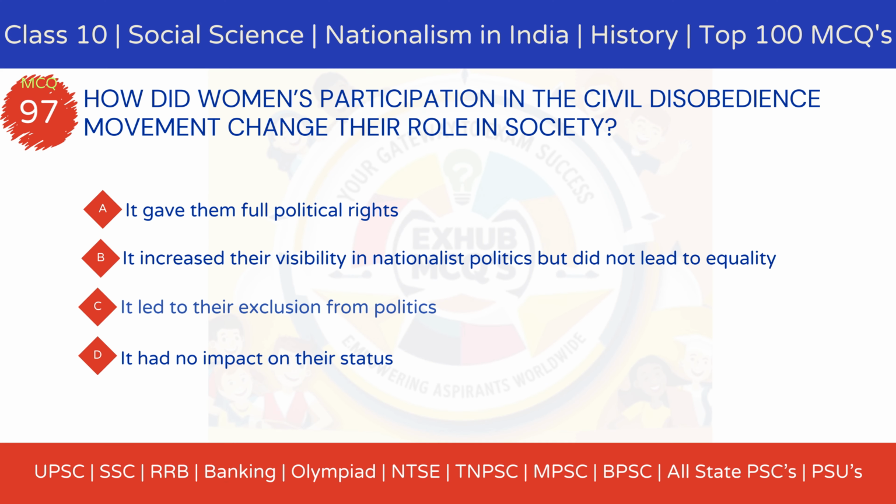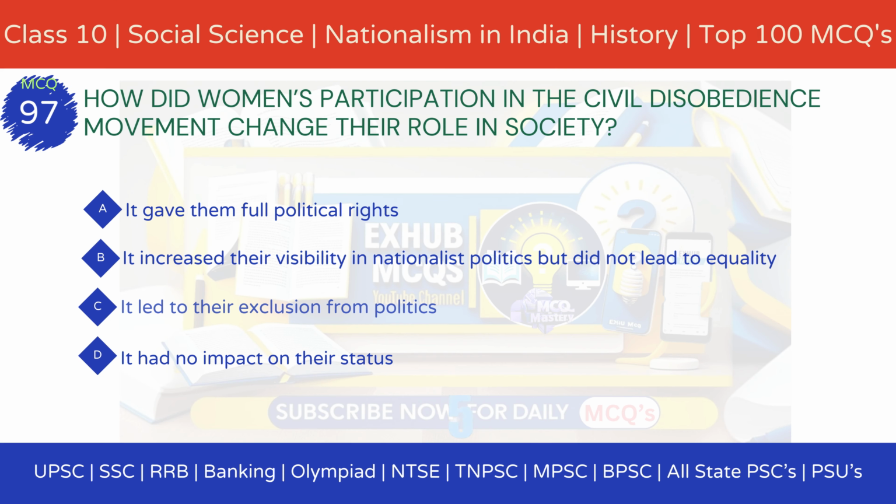MCQ 97. How did women's participation in the civil disobedience movement change their role in society? Option A. It gave them full political rights. Option B. It increased their visibility in nationalist politics, but did not lead to equality. Option C. It led to their exclusion from politics. Option D. It had no impact on their status.